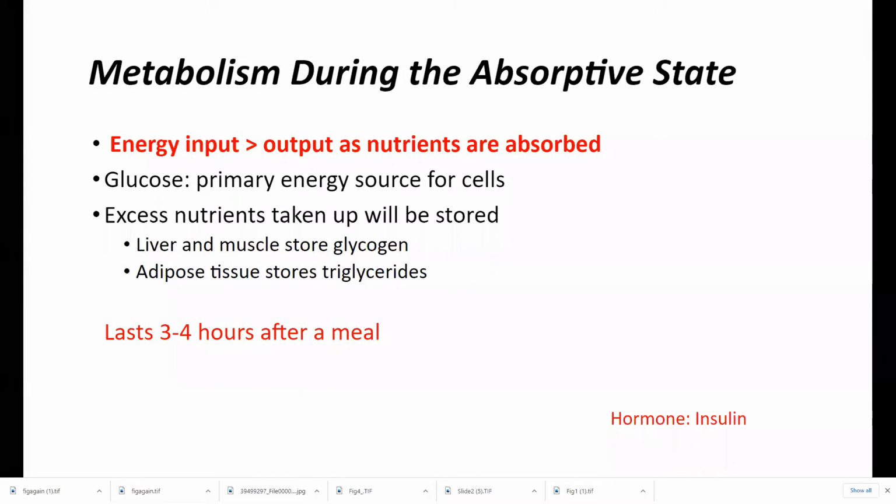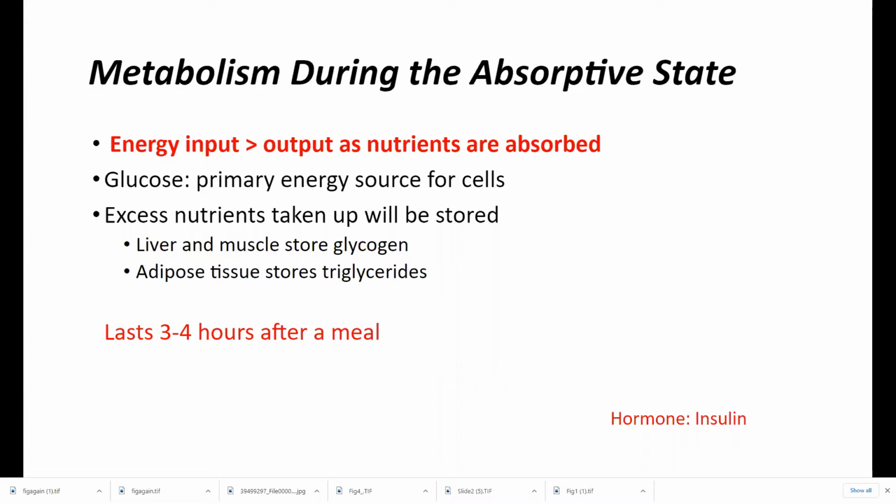This lasts for about 3 or 4 hours after a meal, so you don't have to be actively munching on your food the whole time. It's going to take a little while as the food moves through your system. So glucose is the primary energy source for cells. So during the absorptive state, we're going to see glucose in the blood. And our goal is to soak up that glucose and store it.